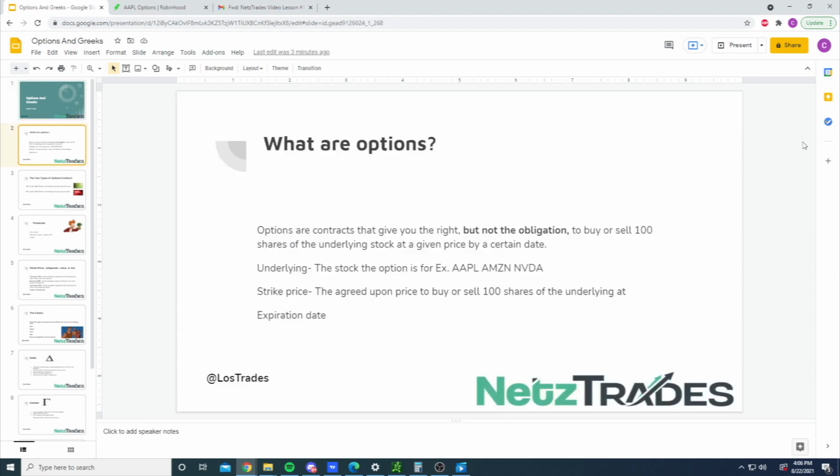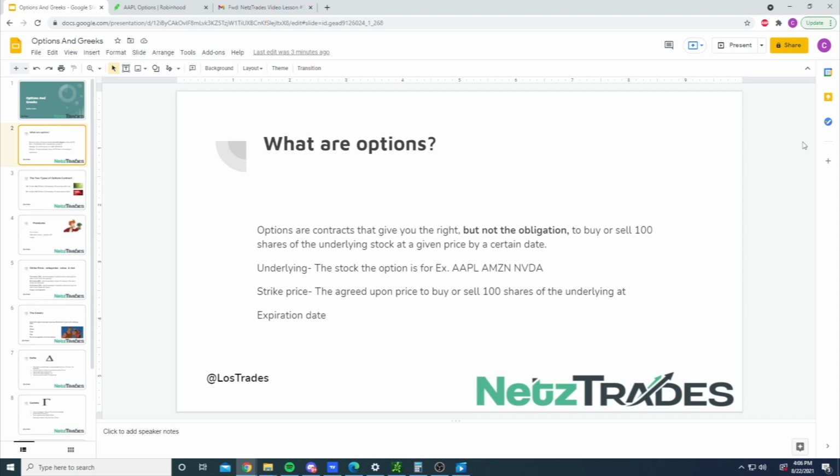So let's move on. This is going to be a really basic overview of options and everything, but we're going to go more into detail on the Greeks. So let's start here with what are options? Options are contracts that give you the right but not the obligation to buy or sell 100 shares of an underlying stock at a given price by a certain date.